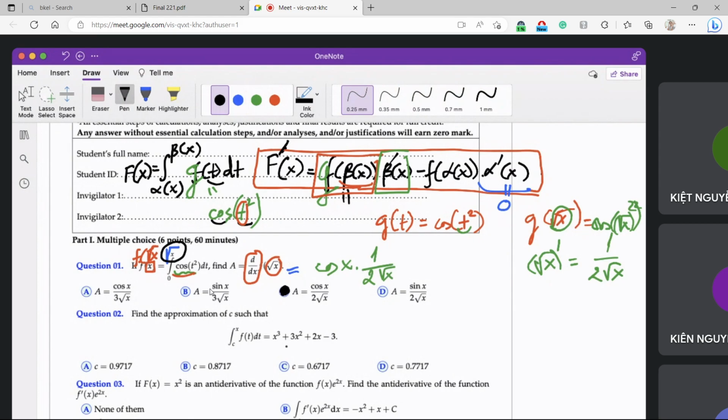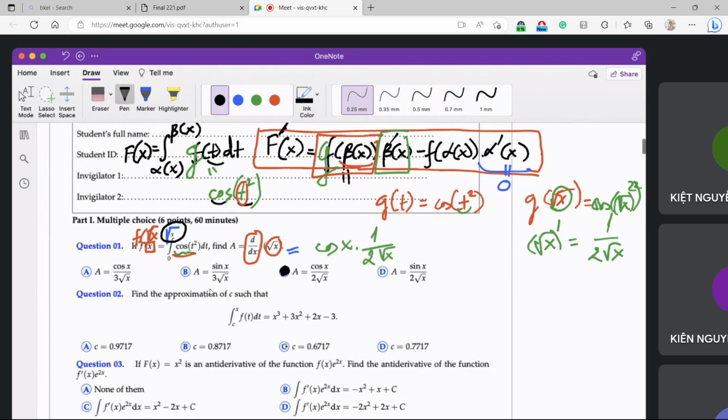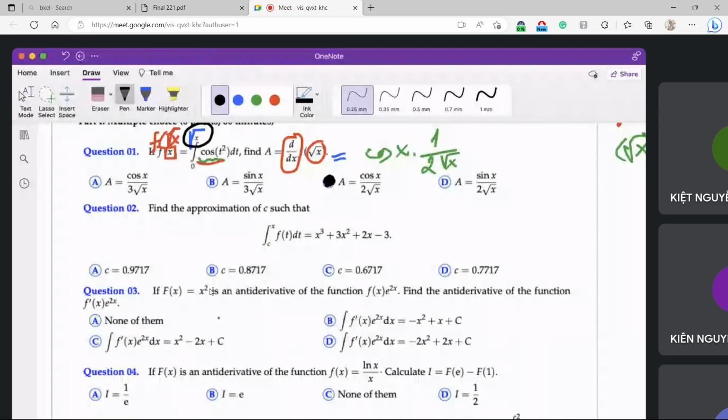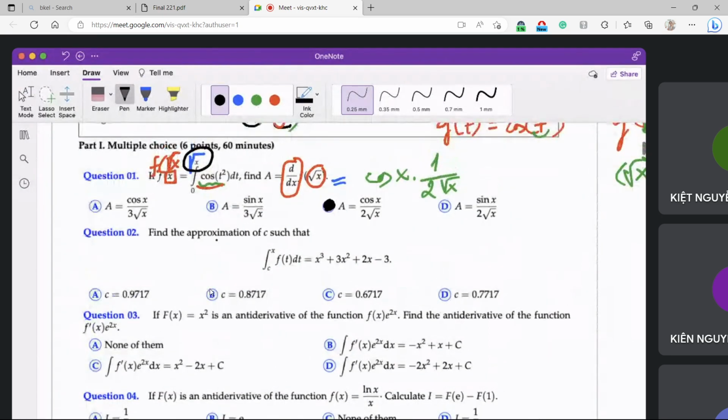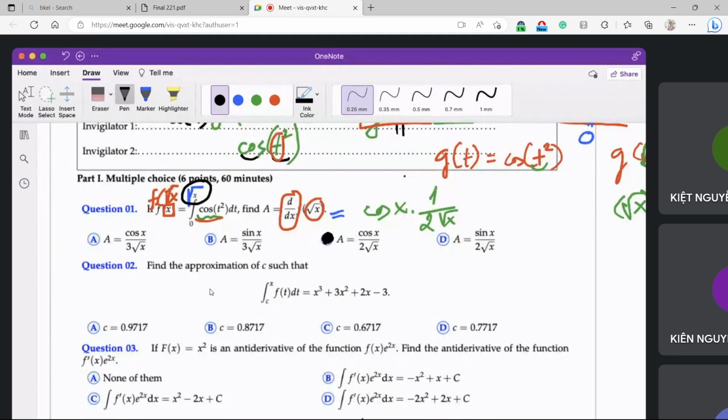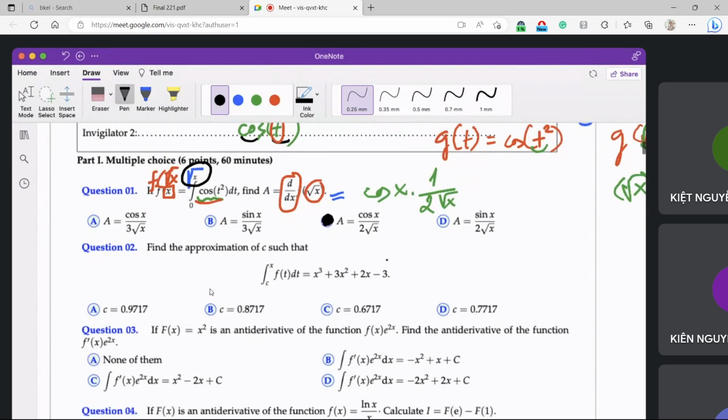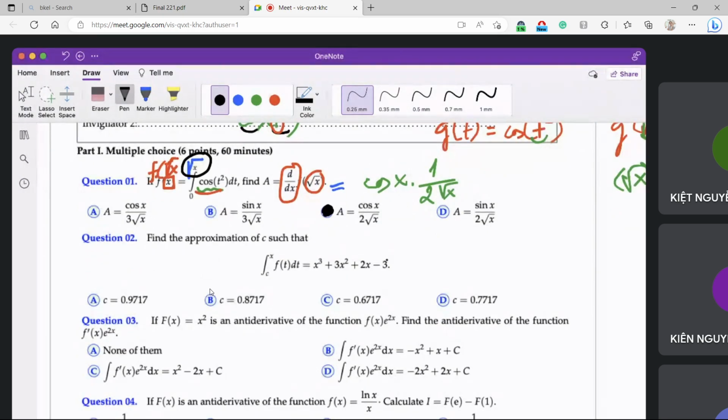So, question 2. Find the approximation of C such that this integral. I'll tell you that this is the actual test. So, if you can't solve this problem, it means that you have difficulties in the final exam, you know. So, try to solve them by yourselves. Don't just listen to me. Try by yourself and tell me the answer. A, B, C, D. So you have to find the antiderivative, right?